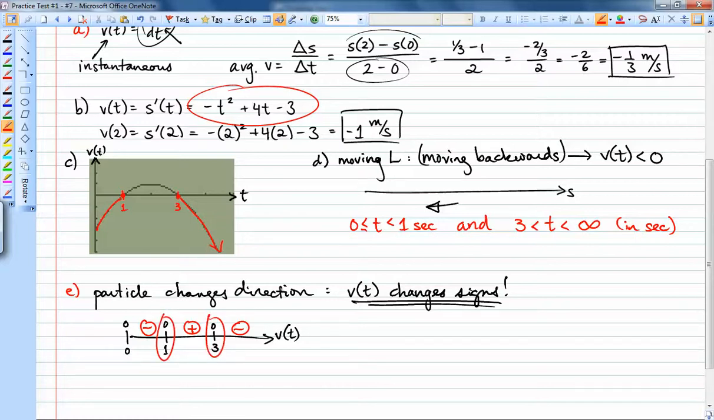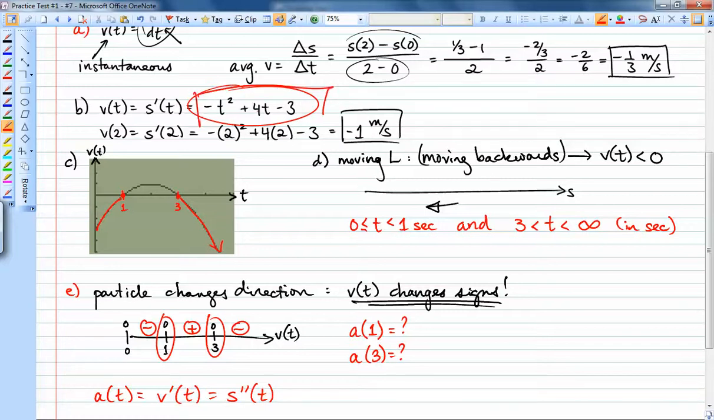Now, you didn't have to do the sign chart if you're staring at the graph anyway, but it's useful to get used to that. So let's see here. We need the acceleration at these times. We need the acceleration at time equals 1 and the acceleration at time equals 3. In order to get the acceleration, we need to take the derivative of the velocity, which is the same thing as the second derivative of the position function. And so we have that here.